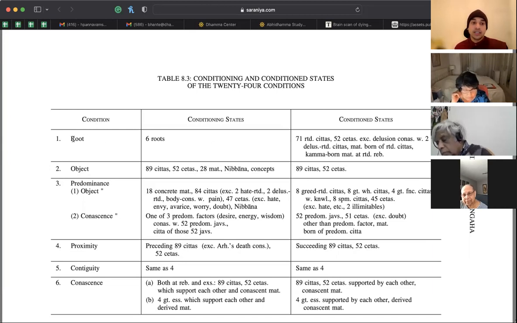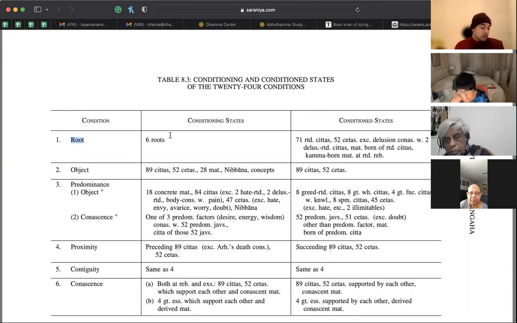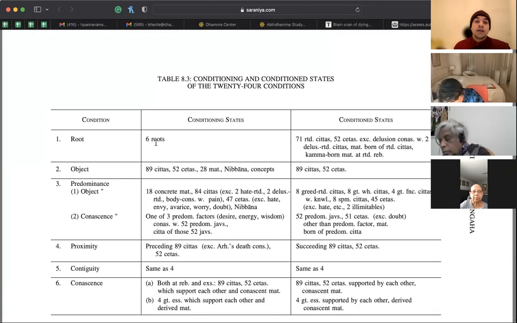So we'll do root condition again. Hetu paccaya, the condition of root or hetu, leads to the arising of the conditioned states with the support of the six roots. The support leads to the 71 states supported by the six roots: greed, hatred, delusion, non-greed, non-hatred, non-delusion.